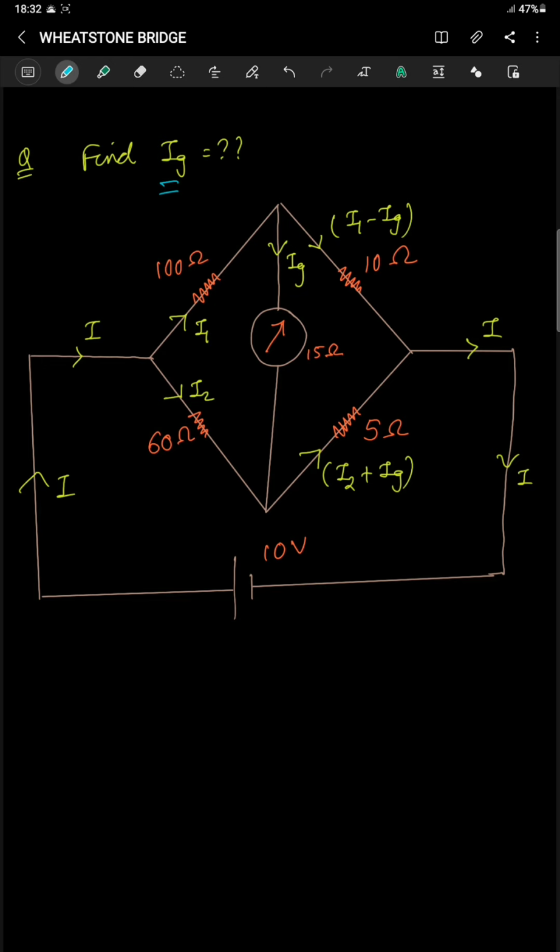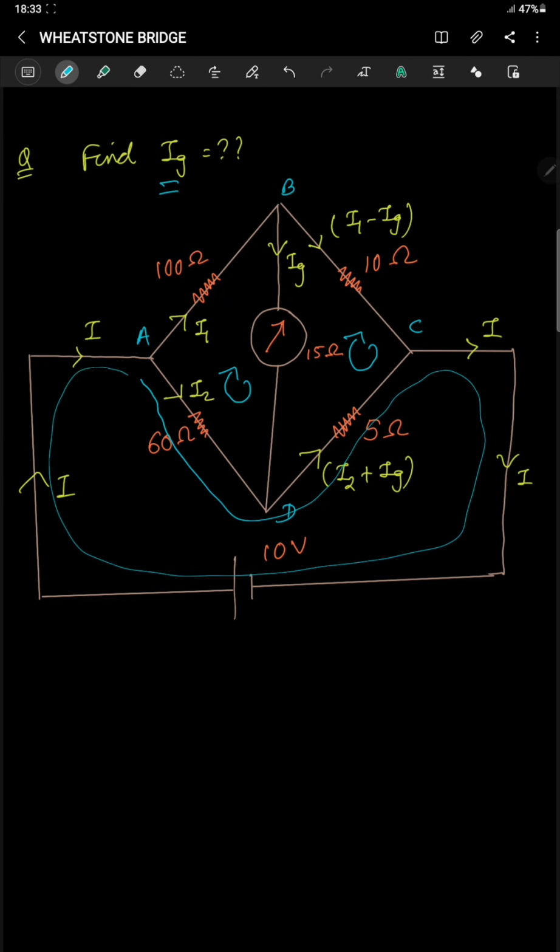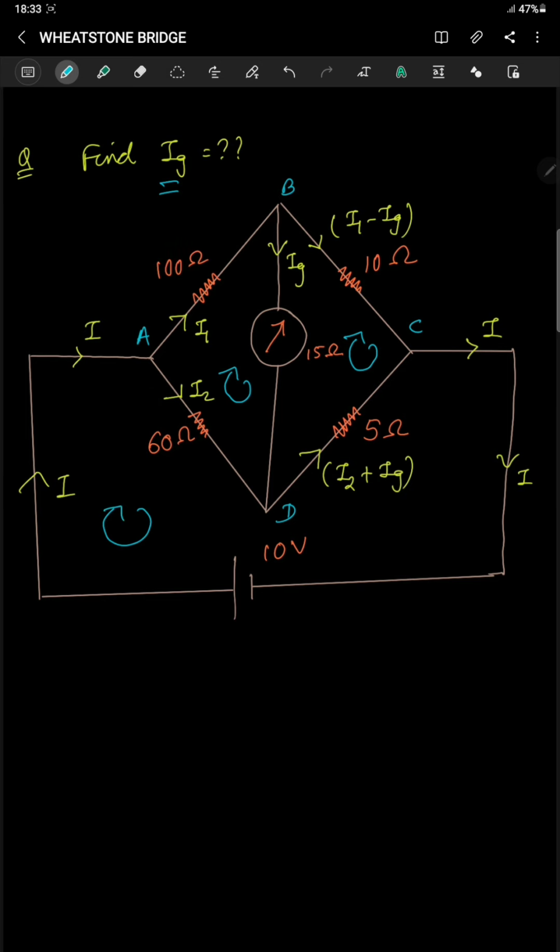So do we have 3 loops here? Yes, we have 3 loops. So let me name the points A, B, C and D. This is one of the loops where I will go in this direction. This is another loop which I will go in this direction. Then you have one loop is this one. Now in this loop, I will go in this direction. Clear? So I have shown you 3 loops.